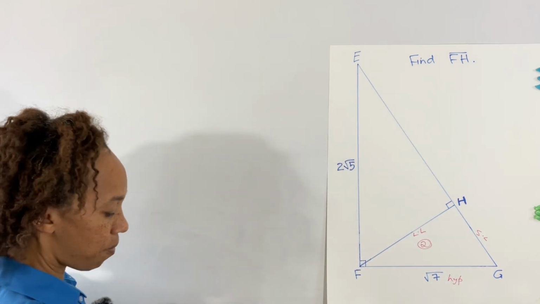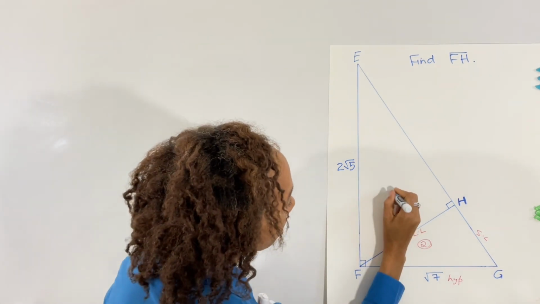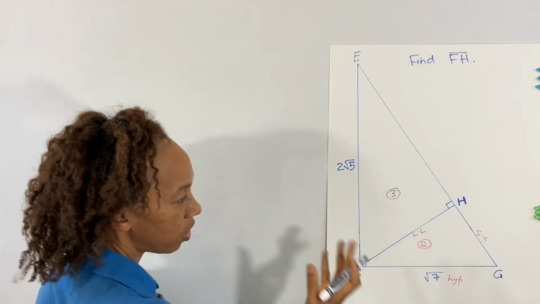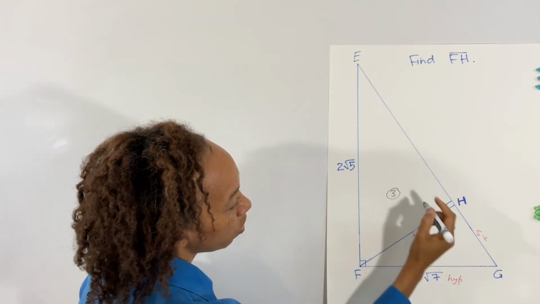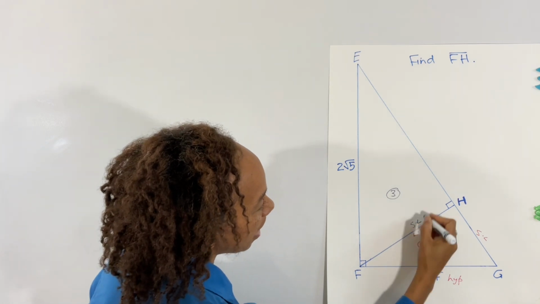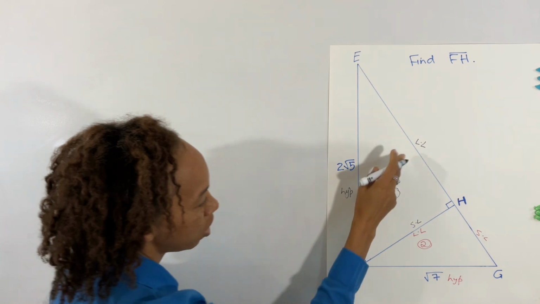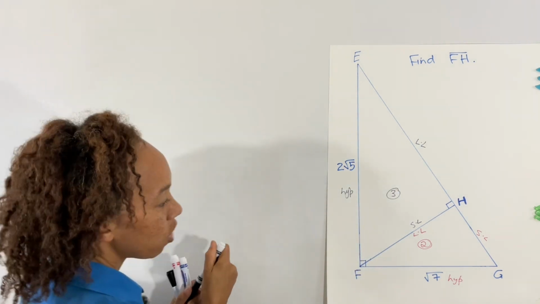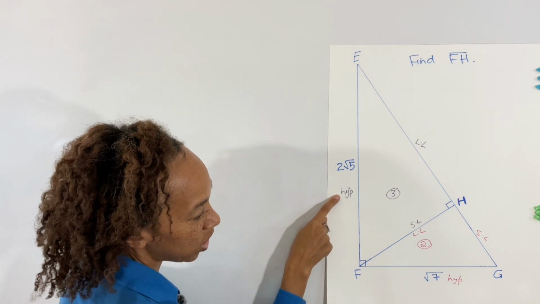So let's label the other triangle as triangle 3, because the main triangle is triangle 1 in a sense. With this, now this is going to be my short leg, this is going to be my long leg, and this is going to be my hypotenuse for triangle 3. Now, am I going to have a short leg over hypotenuse situation that I can use?